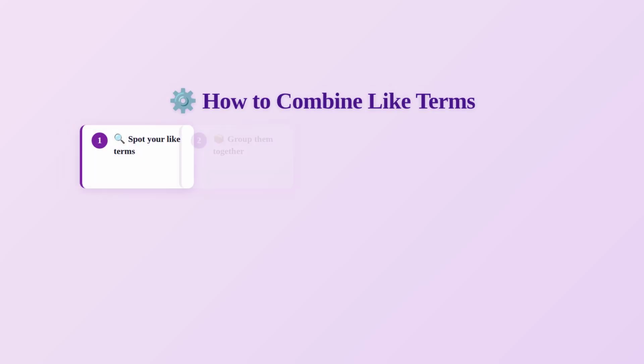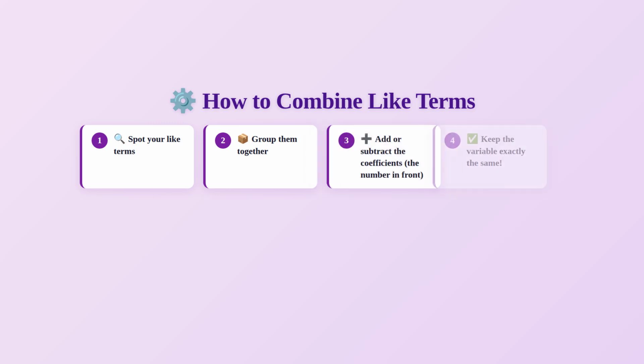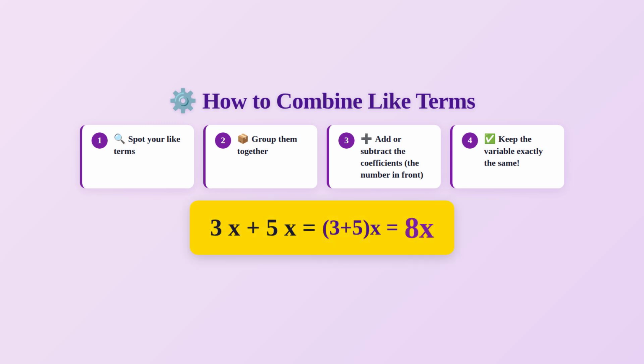Now Marcus is ready to actually combine terms. Here's the four-step process. Step 1, spot your like terms. Step 2, group them together. Step 3, add or subtract the coefficients. That's just the number in front of the variable. And step 4, keep the variable exactly the same.